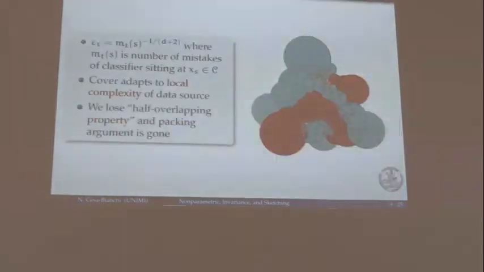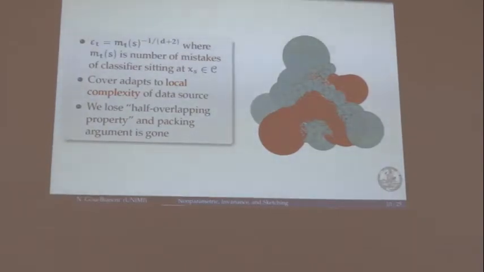Okay? So, this is a very simple setup. So it's very easy to change it, to play with it, to use it, to implement it. And for instance, one trick we immediately tried, which is very nice, very natural, is to say, okay, let's assume that balls don't shrink at a uniform rate, but they shrink with the number of mistakes made by the classifier sitting in each ball.